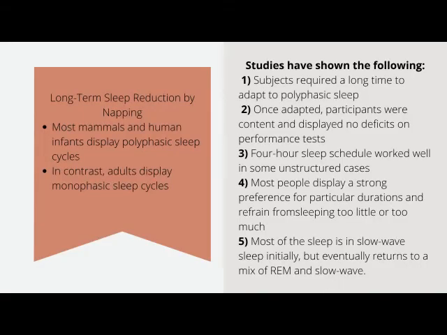Long-term sleep reduction by napping. Most mammals and human infants display polyphasic sleep cycles, that is, they regularly sleep more than once a day. In contrast, adults display monophasic sleep cycles, that is, they sleep once a day.